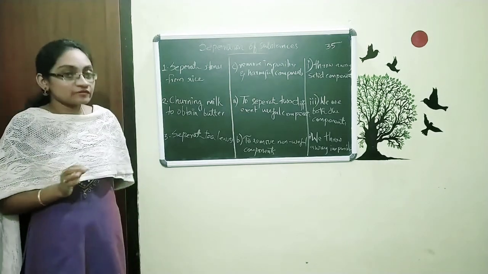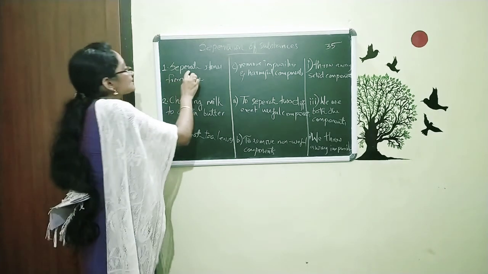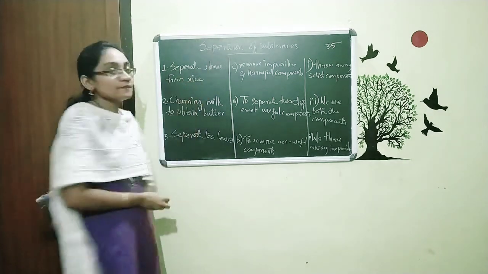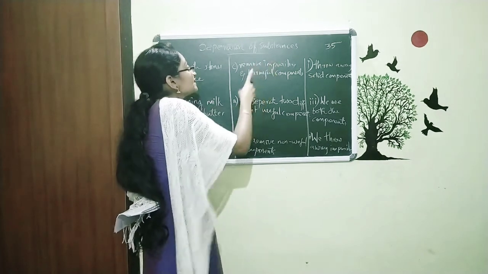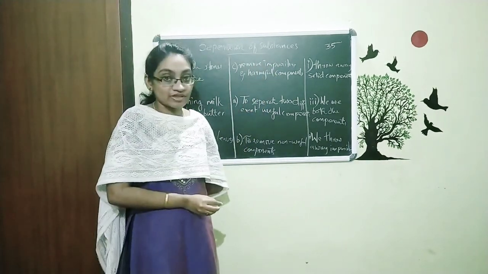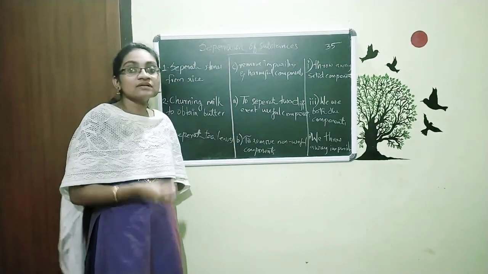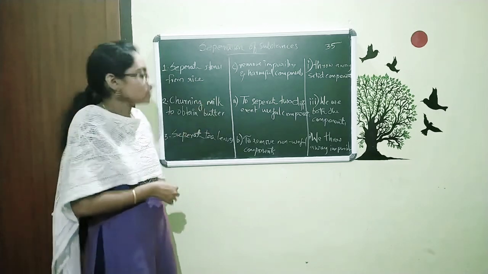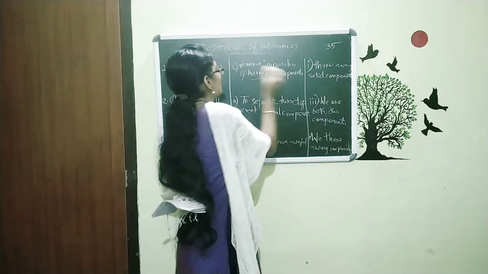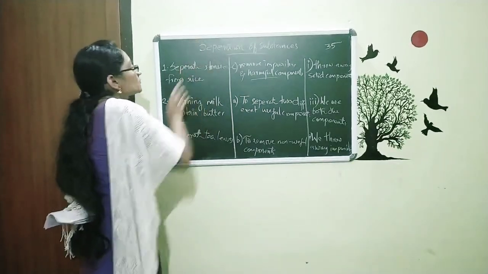Hope you completed your work. Now we are going to check your answers. The first is this: separate stones from rice. What is the matching one? Remove impurities and harmful components. Harmful components means when we eat the stone, it will harm our stomach and cause digestion problems. That's why we call it a harmful component. This is the match for separating stones from rice.